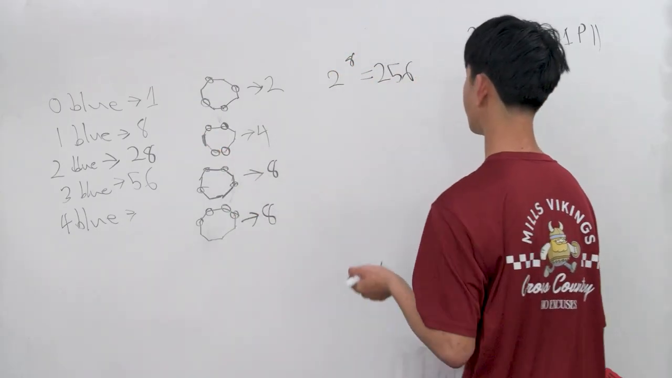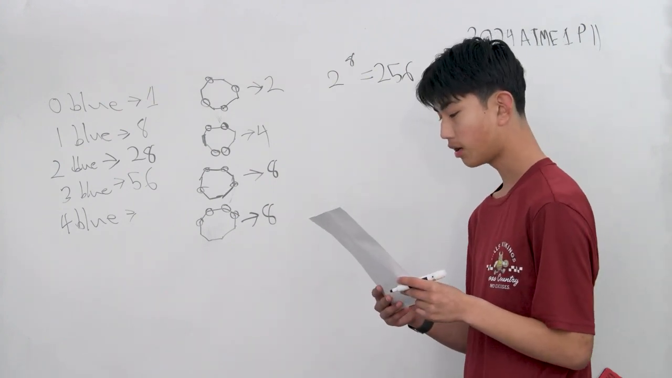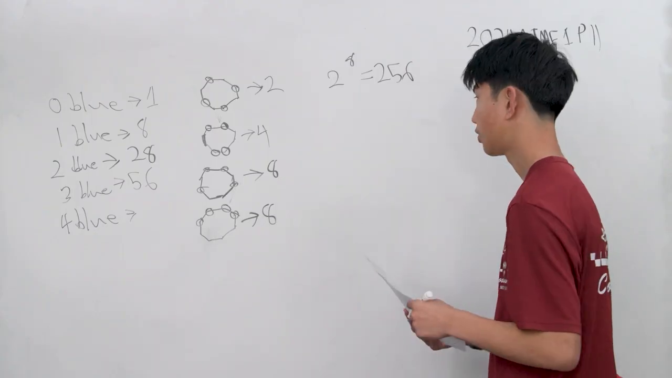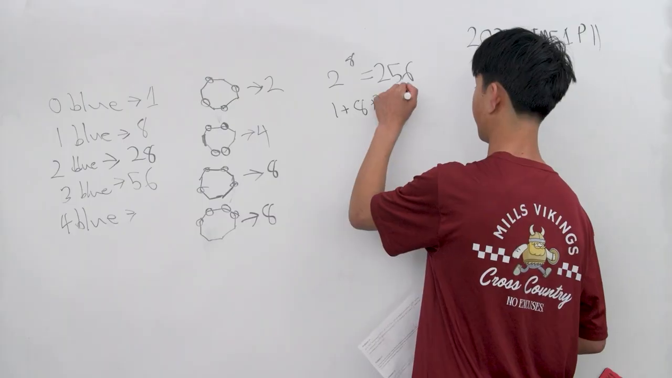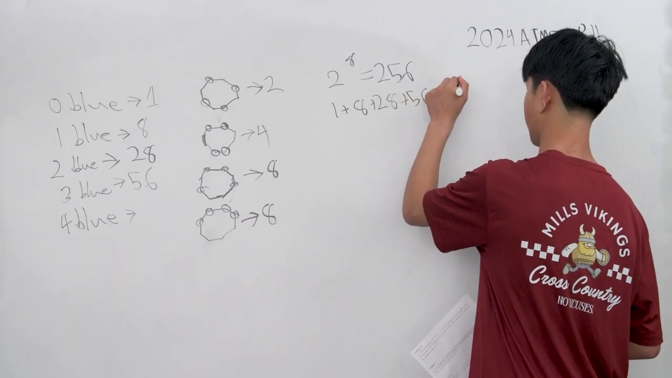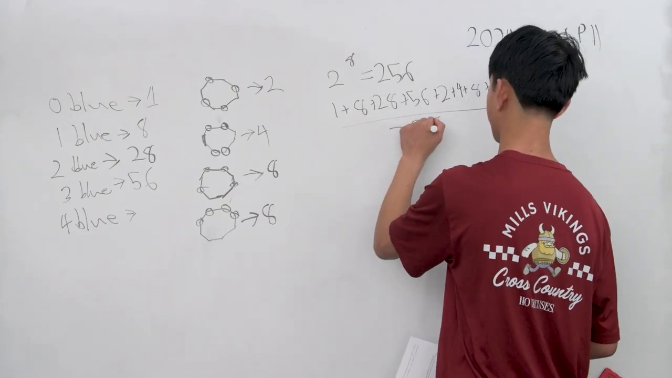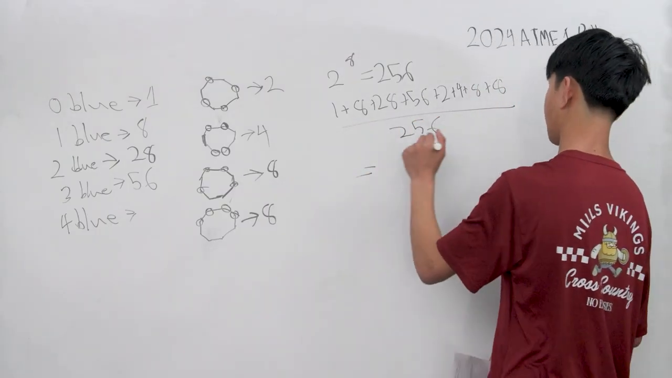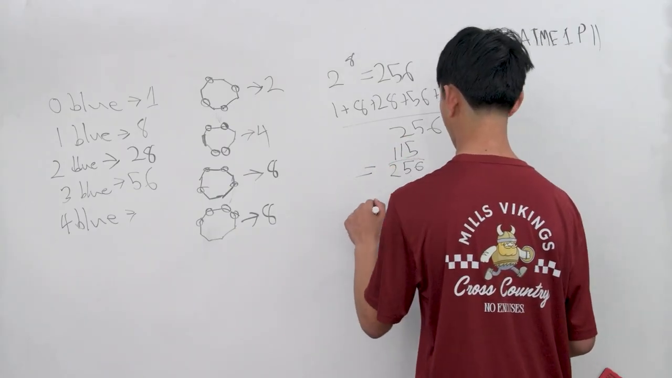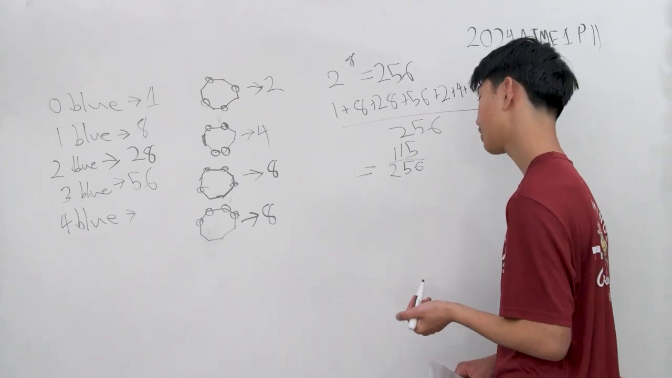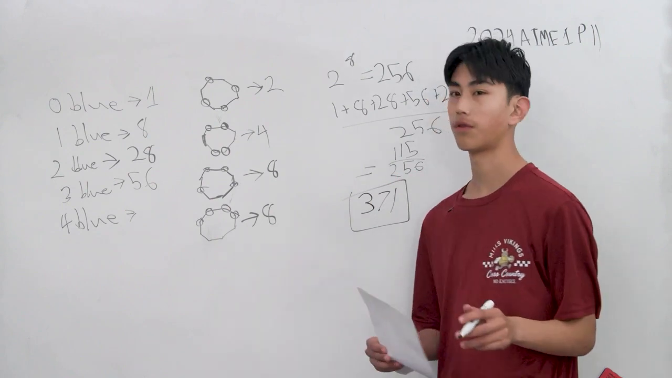We can then sum up all these numbers and divide by 256 to get m over n, and then we just add them. So we do 1 plus 8 plus 28 plus 56 plus 2 plus 4 plus 8 plus 8 over 256. All of this on the top gets us 115 over 256. And adding 115 and 256 gives you 371. So that is our answer for this problem.